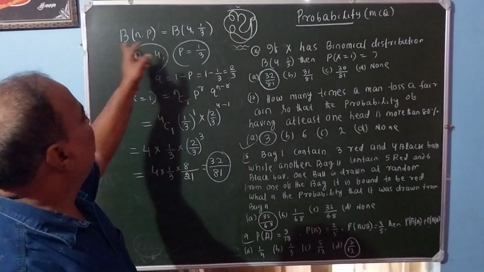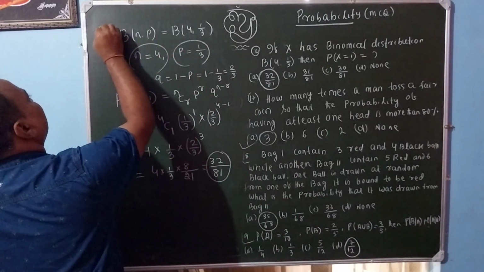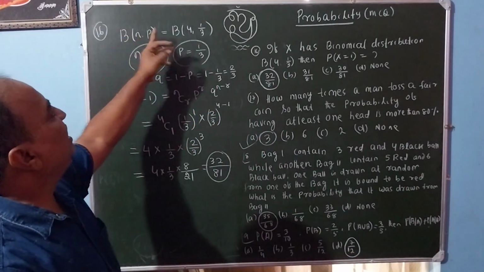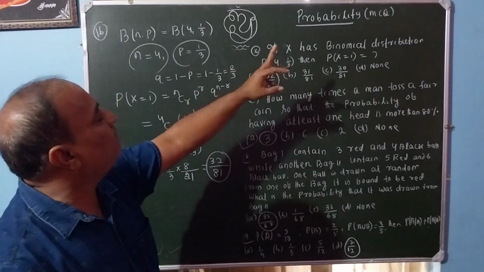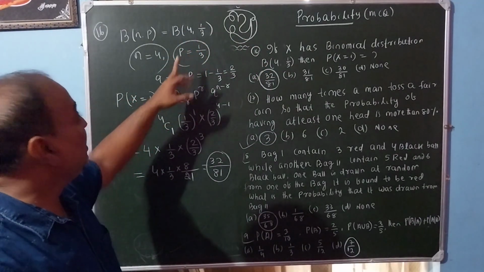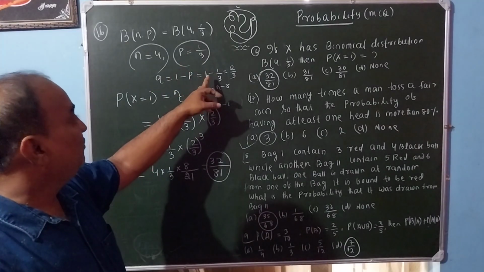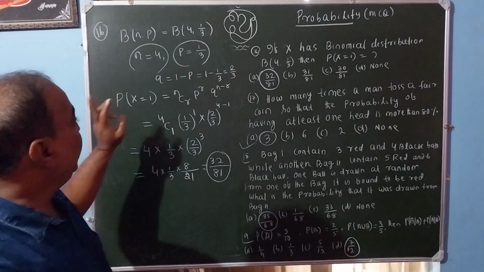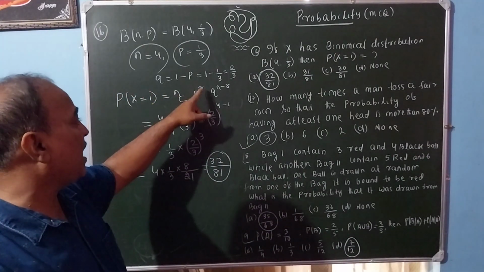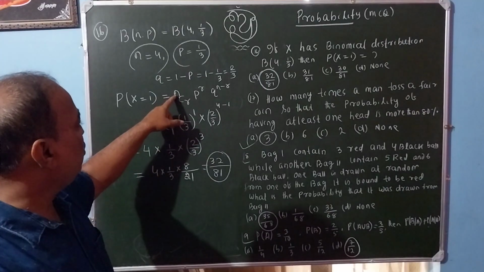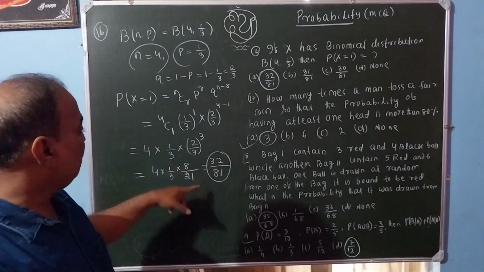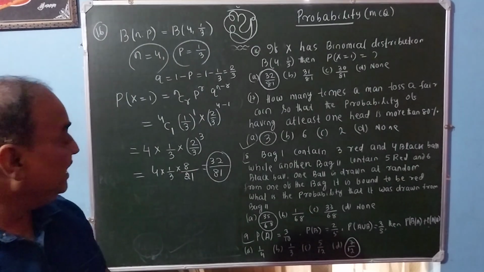This is the binomial distribution, question number 16. This question is coming from binomial distribution. B(n, p) is equal to B(4, 1 by 3), which is given. N is equal to 4, and p, the probability of success, is 1 by 3. When p is given, q can already be found out as 2 by 3. We know the probability distribution of binomial distribution: nCr, p to the power r, q to the power n minus r. N is 4, p is 1 by 3, q is 2 by 3. So r is 1 here. After putting in the values, the result comes out to 32 by 81.